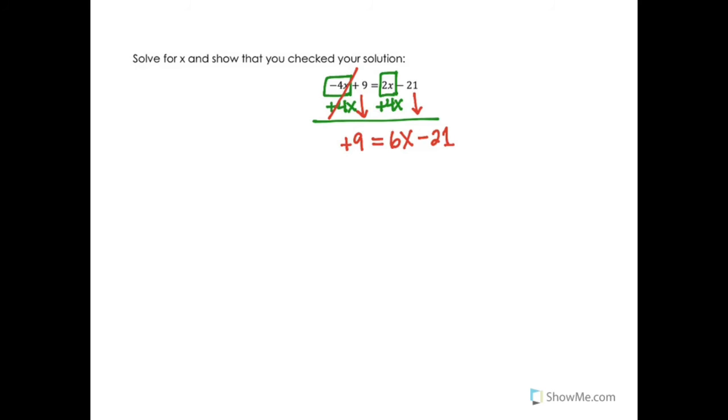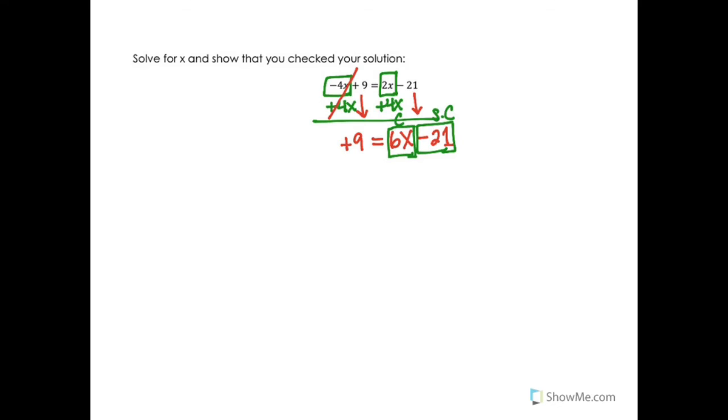Now here I can start identifying who my new couple is, and who my side chick is. Now my couple here is going to be the 6x, because again, they're the two things that are being multiplied. They are the two things that are married with each other. So this is going to be my couple. And then my side chick is going to be the thing that's on the same side as my couple, which is this -21 here. Now once I figure out who my side chick and my couple are, I can go ahead and start getting my couple alone.